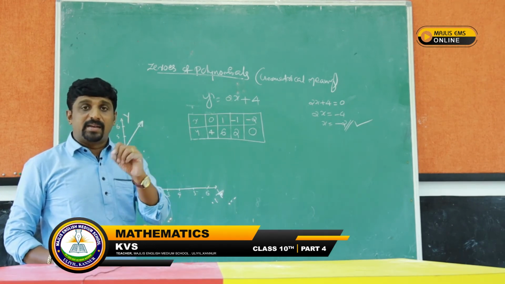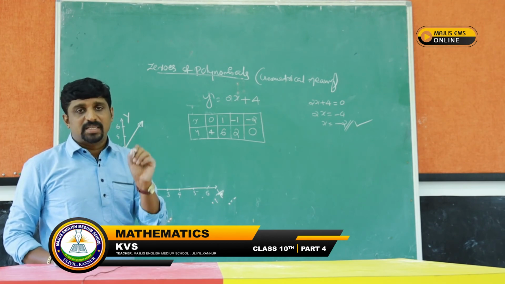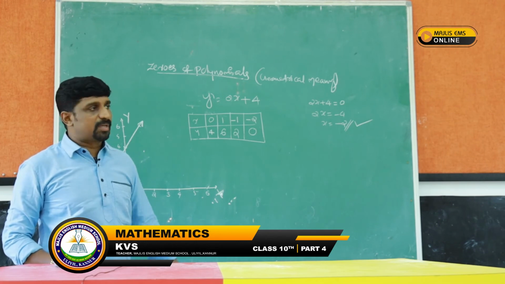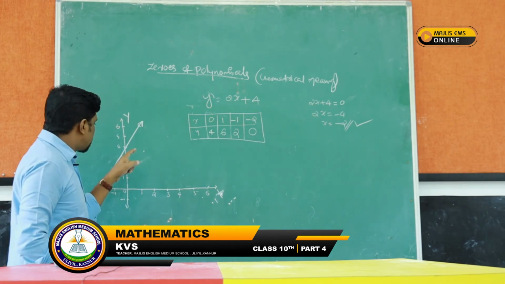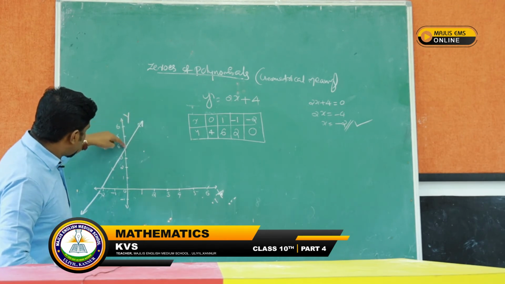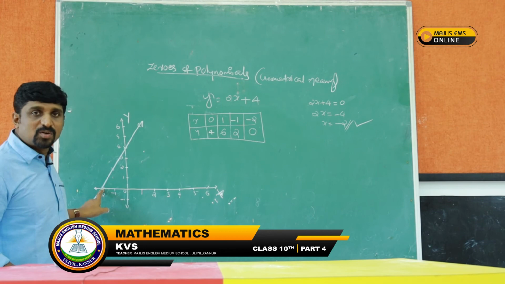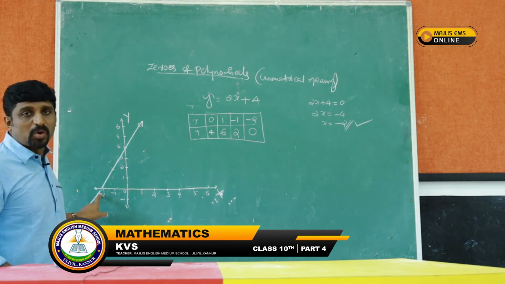The point at which the graph intersects the x axis is considered the solution of that equation. Here, after solving, you got x equal to minus 2. When we draw the graph of that, the same straight line intersected at that same minus 2. That means we can conclude minus 2 is the zero of this polynomial.